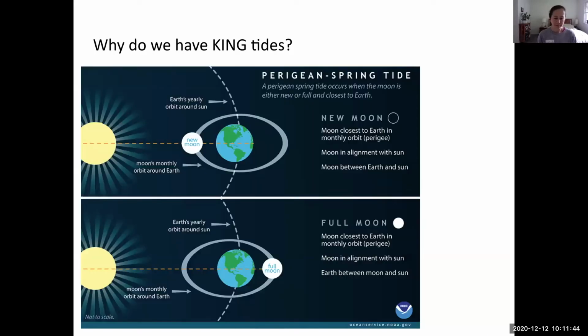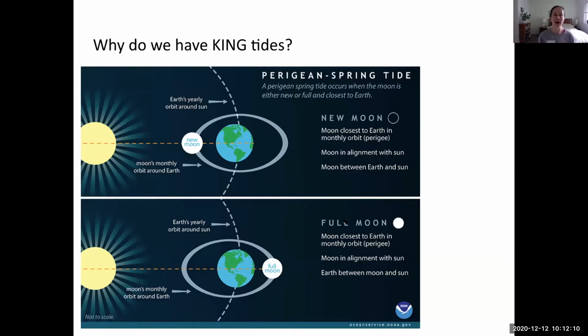So we have a king tide happening December 13th, 14th, and 15th. And so that's why we're having this talk today, to talk about these biggest tides of the year. They're cool to see, and it's kind of interesting to think about why they happen. So every month there's a high tide. Yeah, there are high tides with the new moon and the full moon.